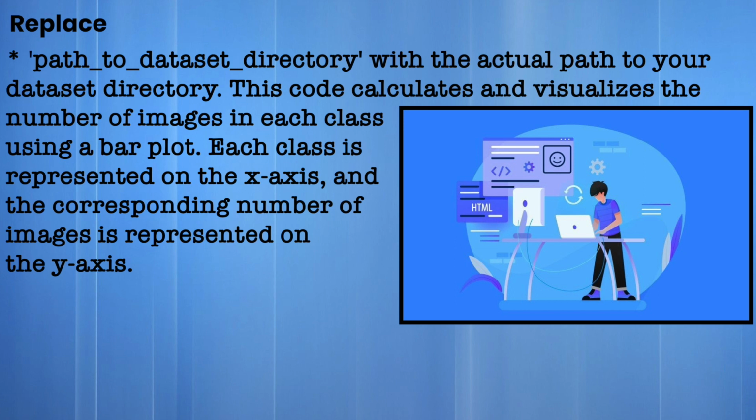This code calculates and visualizes the number of images in each class using a bar plot. Each class is represented on the x-axis and the corresponding number of images is represented on the y-axis. The listdir function is used to retrieve the names of subdirectories within the dataset directory, which represent different classes. The number of images in each class is determined by counting the files in each subdirectory.